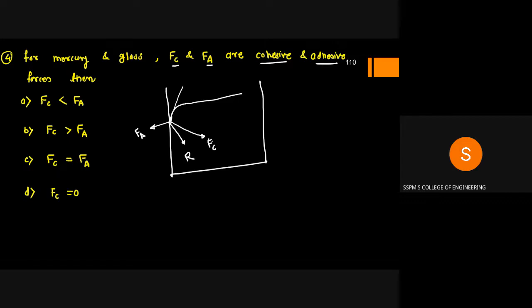So Fc is greater than Fa. This is the tangent T, and this angle theta is an obtuse angle. So Fc is greater than Fa for glass and mercury, and therefore theta is greater than 90 degree. So the correct option is option B.